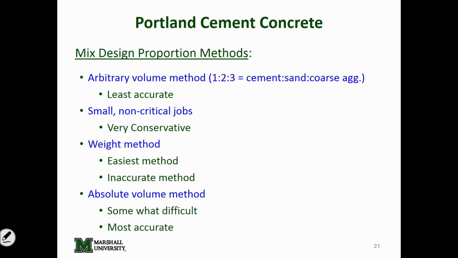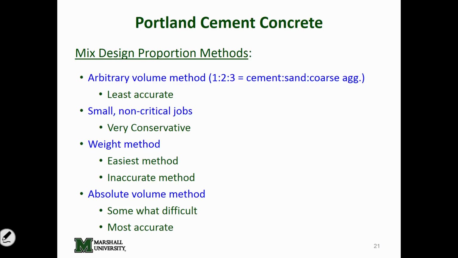We've got our different mix designs: the 1, 2, 3, where you've got a small or non-critical job scenario, you've got the by weight method, and you've got the absolute volume method. Absolute volume method is a little more difficult, but that's exactly what we want to do in our true mix designs. Weight method is pretty good, but it's not as accurate, but it's very easy. Arbitrary method, 1, 2, 3, can't get any simpler than that.